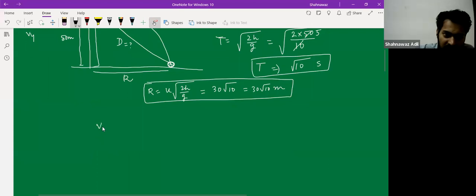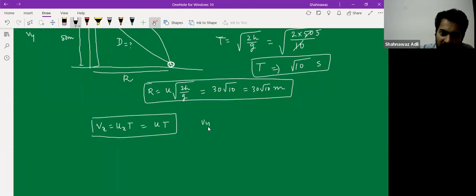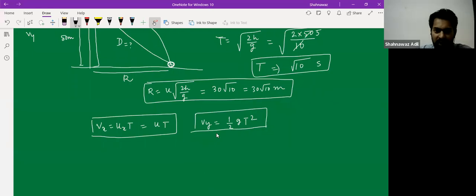I don't recall. Vx was what? Ux t. Right. So this was what? ut. Right. Okay. Yes, and sir, Vy was what? Half gt square. Right. Okay. So Vx is what? U is 30 and T is what? Root 10. Okay.